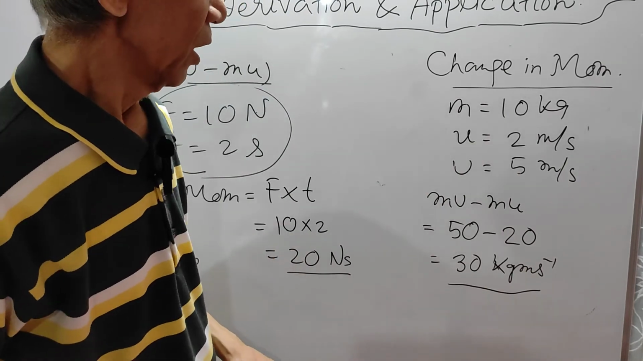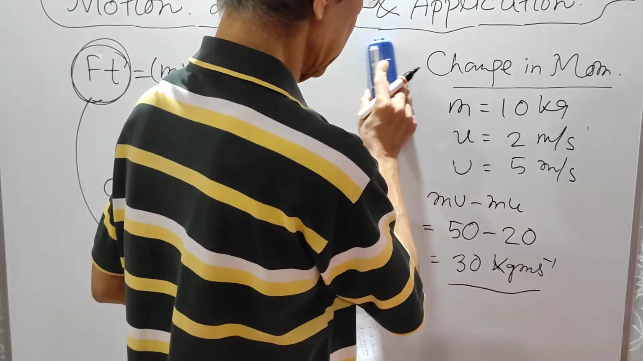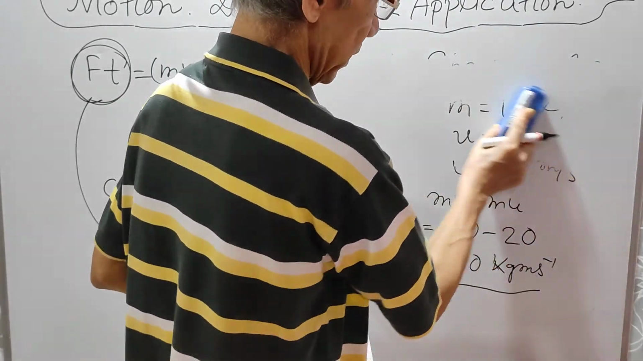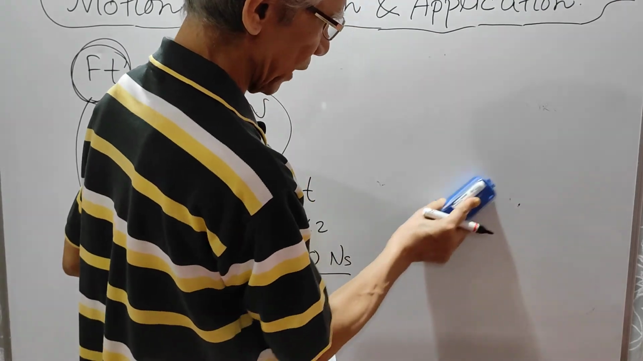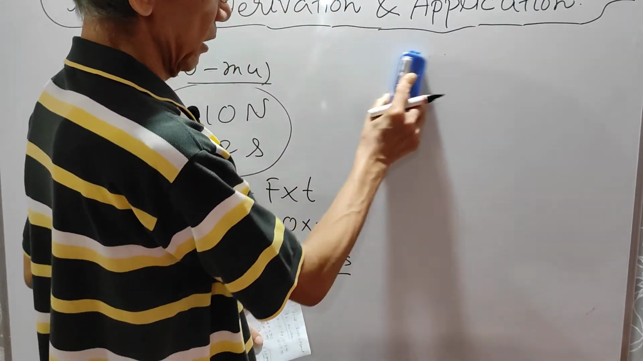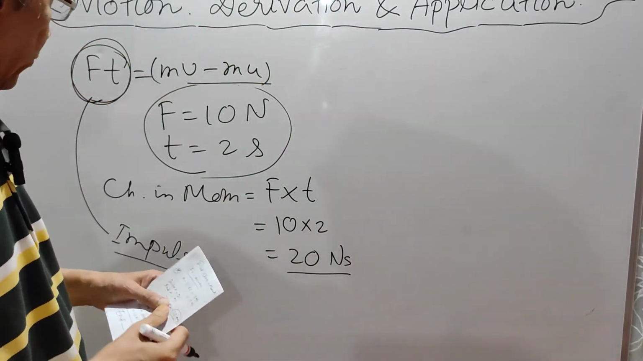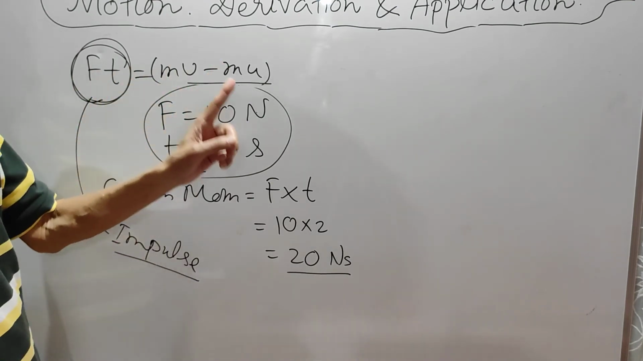All right. So today we'll stop here, but then we'll continue with more numerical examples involving the second law of motion, the formula F equal to ma, and the formula Ft equal to mv minus mu.